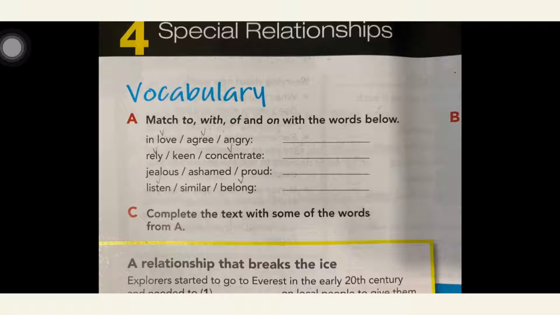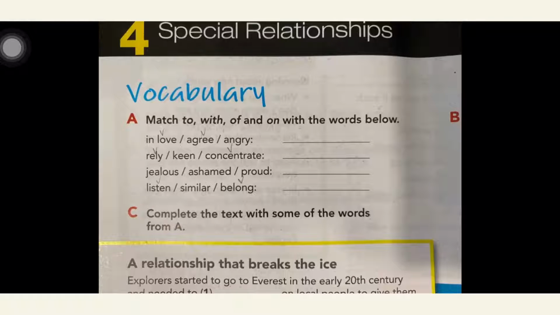Rely on, keen on, concentrate on. Good. All right, now you decide for the third and the fourth group of words which preposition can be used together with them. If you don't know, don't worry, I will share the answer with you after this. But right now, you just try to do it on your own, okay?